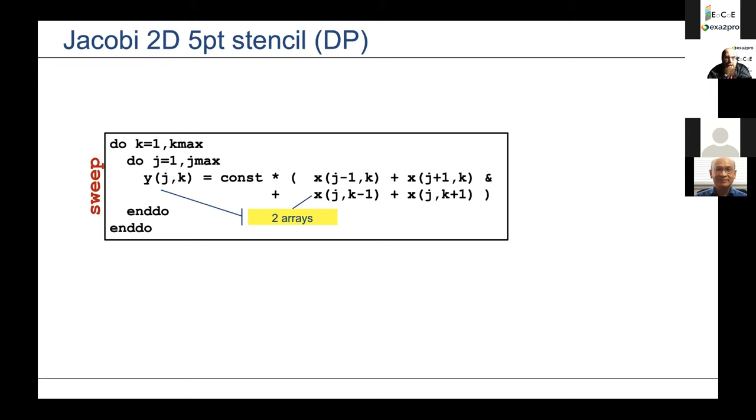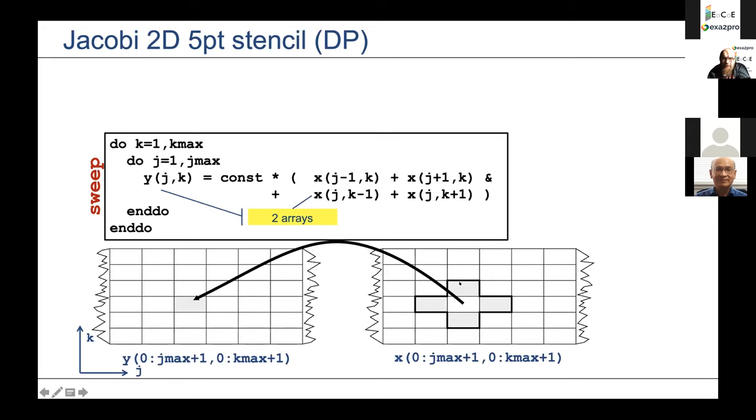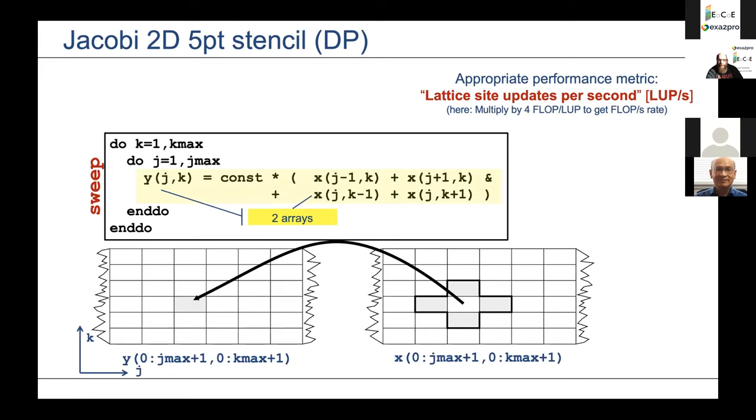So we take the four surrounding values, sum them up, multiply this by the constant, and write them to the result array. This is the basic thing we look at. This is the main calculation. We use for this one an appropriate metric called lattice site updates per second. Here we do four floating point operations. So if you want the flops value, you have to multiply it by four.